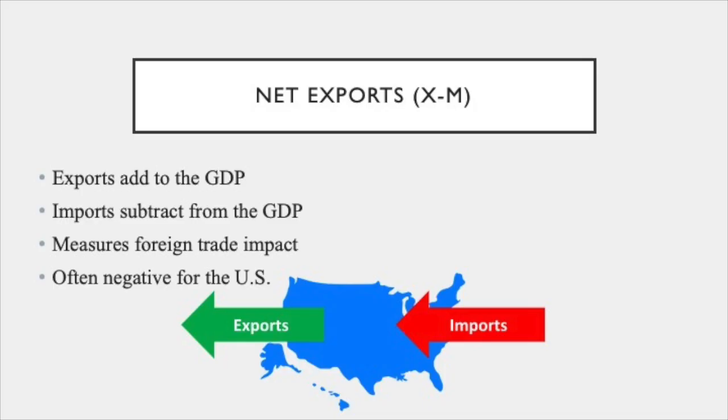Think of it like running a lemonade stand. If I sell $50 of lemonade to my neighbors, but buy $20 of lemons from someone else's stand, my net earnings that count for my stand's GDP is only $30.